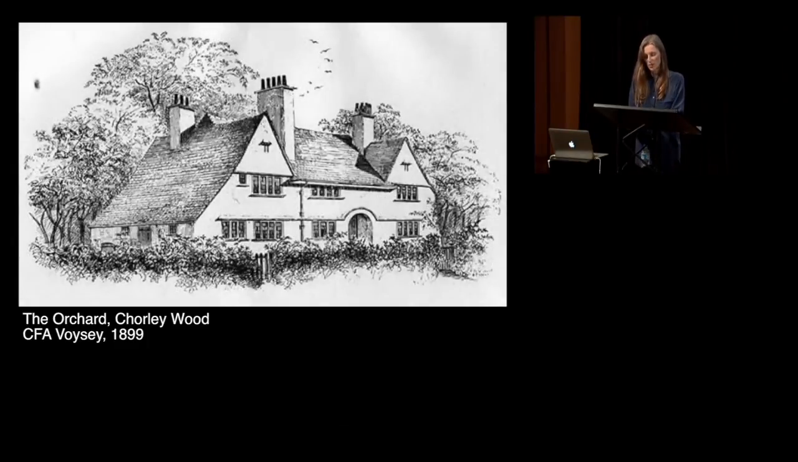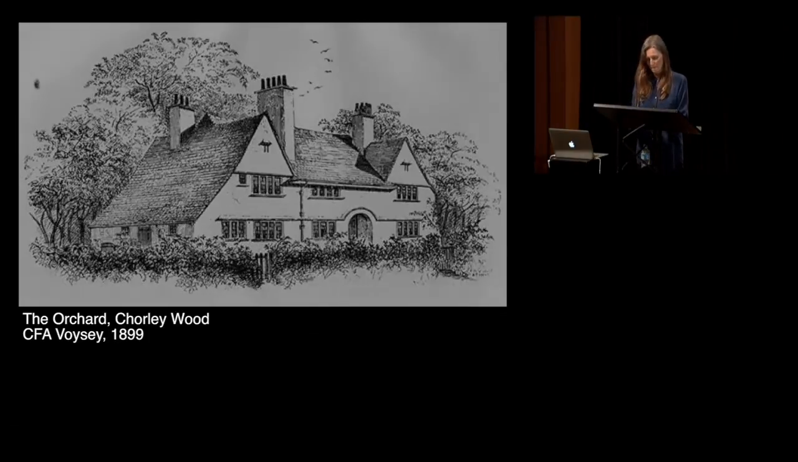Voysey's own house, the Orchard, was even more celebrated. It was lavishly illustrated in Charles Holmes' book, British Domestic Architecture and Decoration, as well as Architectural Review and Country Life between 1899 and 1901, signalling both a popular and a professional following for Voysey's work. In 1907, it was published in America in The Ideal Home.